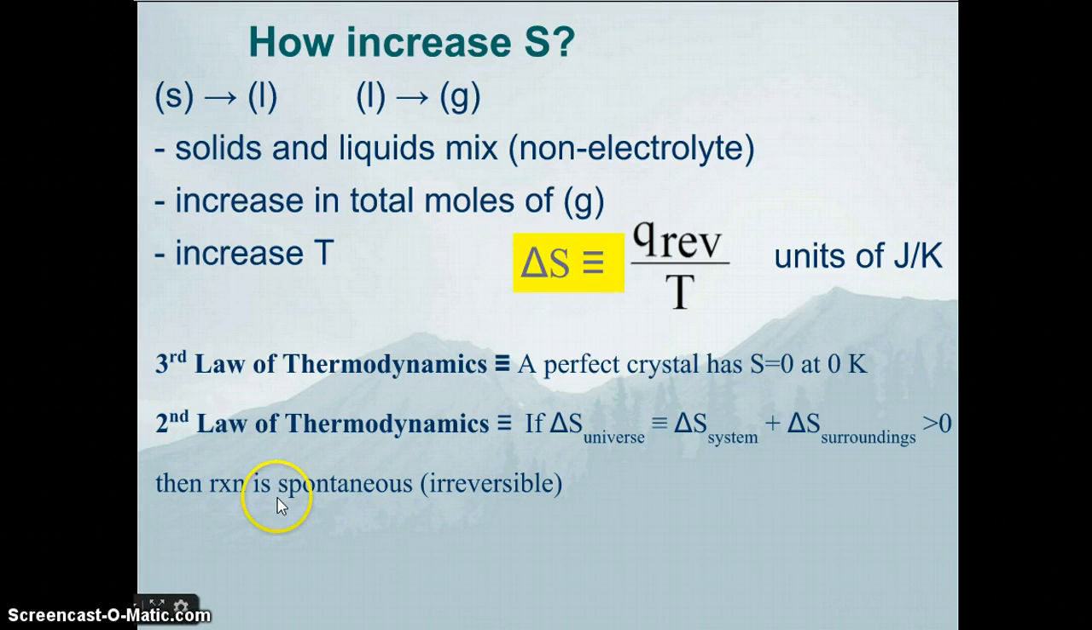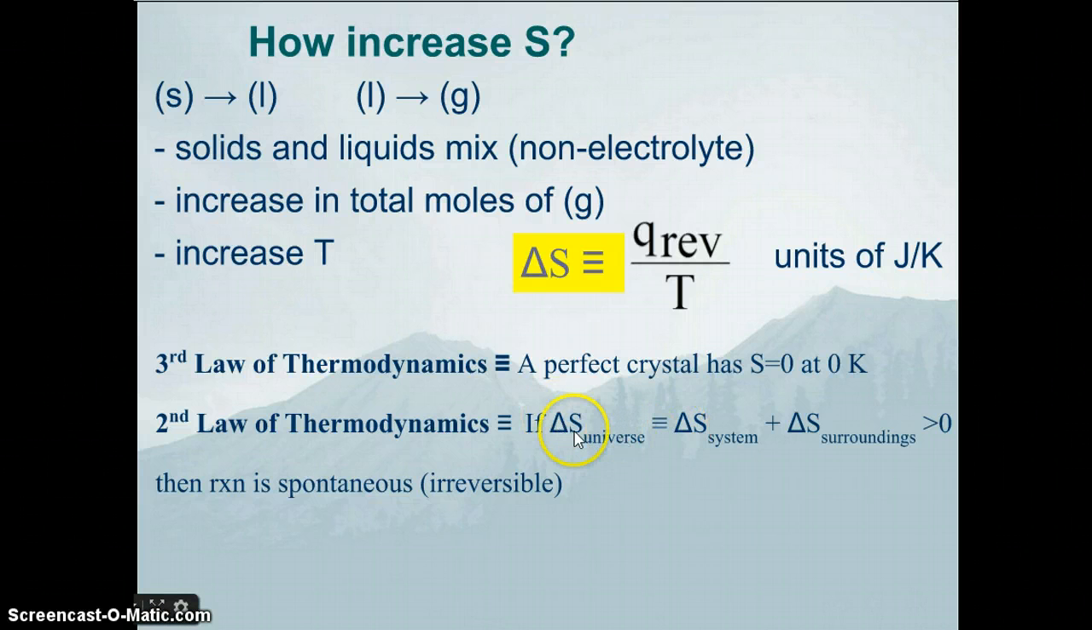So the rusting of iron is a spontaneous process. The melting of ice at 25 degrees Celsius is a spontaneous process. For any process that is spontaneous, the total entropy in the universe is increasing. That's basically, hey, Mother Nature likes an increase in the entropy of the universe. Mother Nature likes disorder.